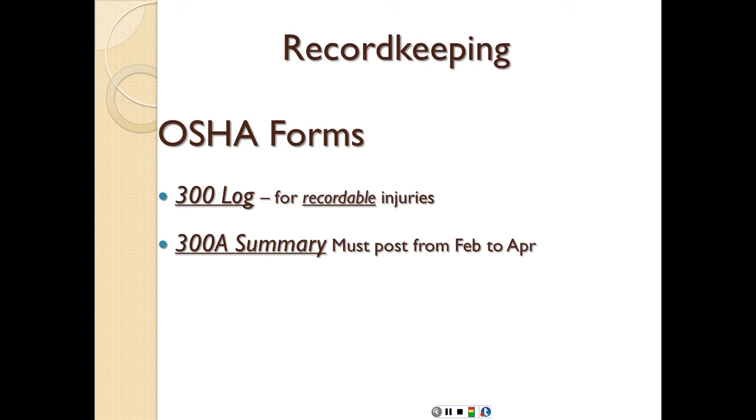The second one is the 300A summary, which must be posted from February to April for the period of 3 months, basically from February 1st to April 30th. You have to post these, and we're going to talk about where do they need to be posted. And the third one is the 301 form, which is for incident reporting.